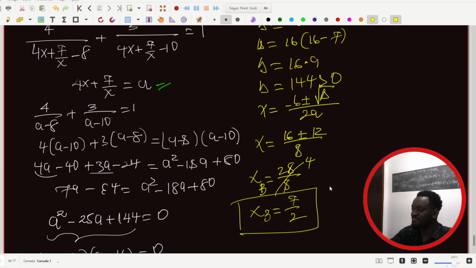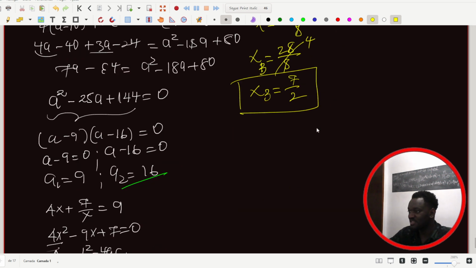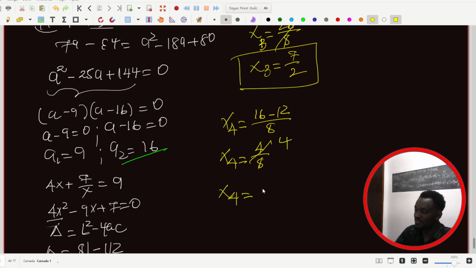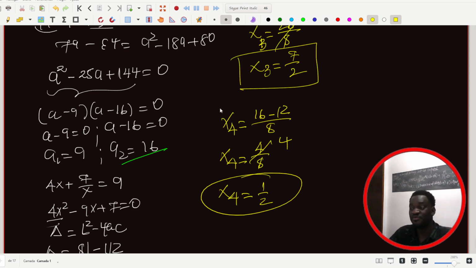So our x4 then is going to be equal to 16 minus, this time minus 12, right? So divided by 8, so our x4 is equal to 4 divided by 8. Simplifying both by 4, we're going to have x4 equals 1/2. Okay guys, so this is the solution for this problem.